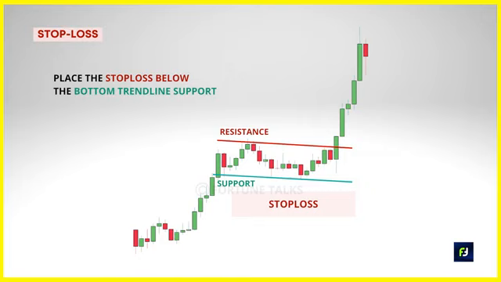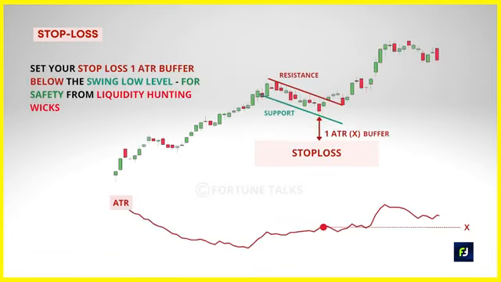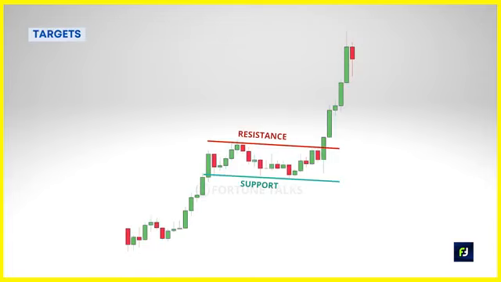But there are still chances of long wicks which can take out your stop loss and then move higher in the desired direction, which can be pretty annoying. So to be extra safe, you can give your trades more breathing space by setting your stop loss a particular distance away from the market structure using an indicator like ATR. So once you identify the swing low of the bull flag pattern, set your stop loss 1 ATR below the swing low level. And now let's learn how to set targets for bull flag patterns.